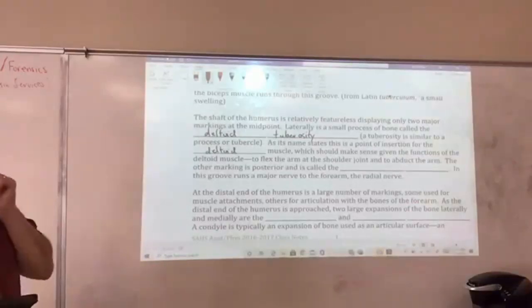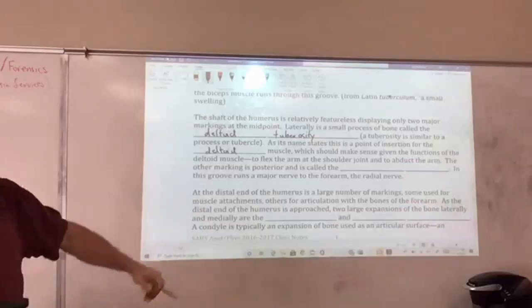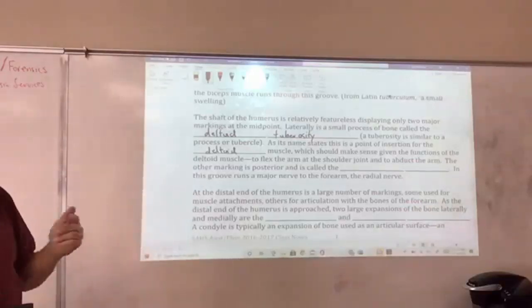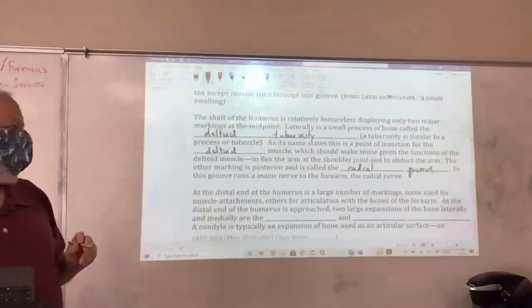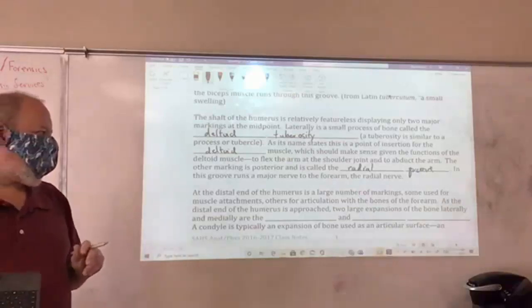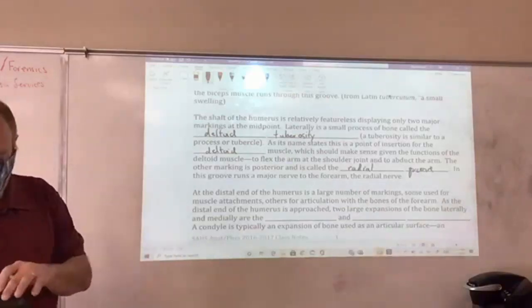As its name states, it's the point of insertion for the deltoid muscle, which should make sense given the function of the deltoid muscle to flex the arm at the shoulder and to abduct the arm. The other marking was called the radial groove, right? And so we label and put the names in our notes so that we get some repetition there.